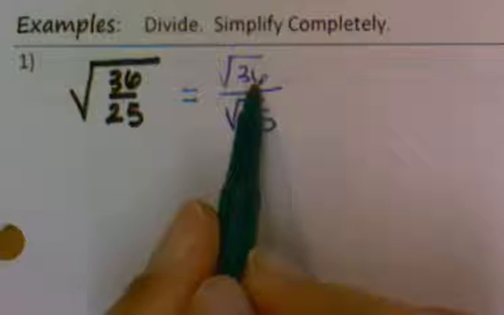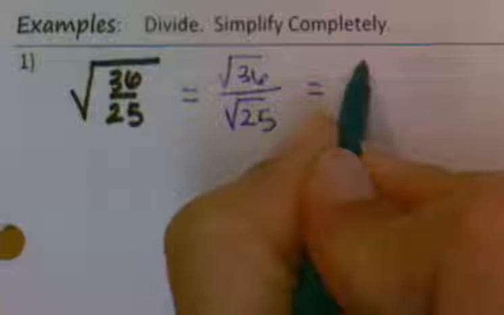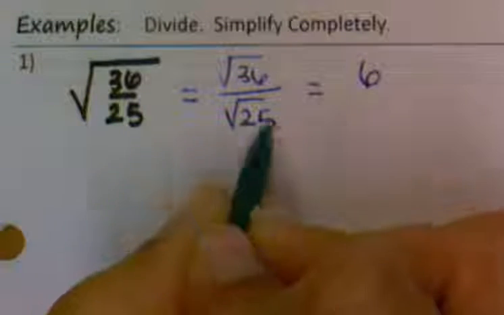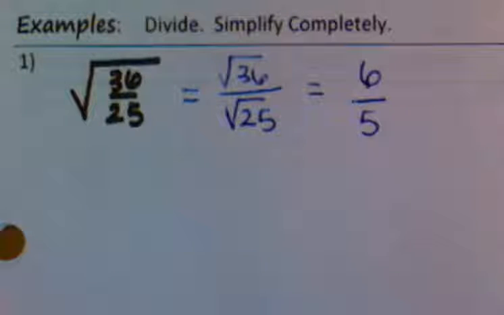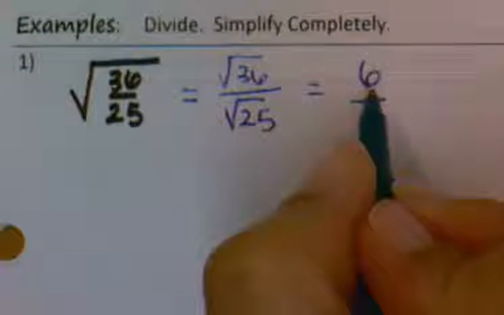Well, we know 36 is a perfect square. The square root of 36 is 6, and so is 25. The square root of 25 is 5. Remember, the first page of your packet has perfect squares. So if you need a little refresher or reminder, you do have that resource just inside the front cover.